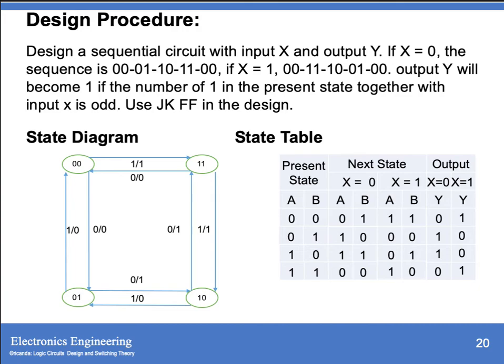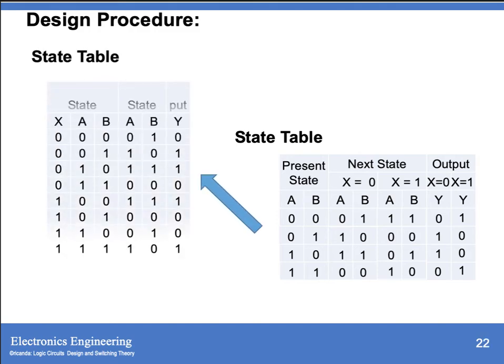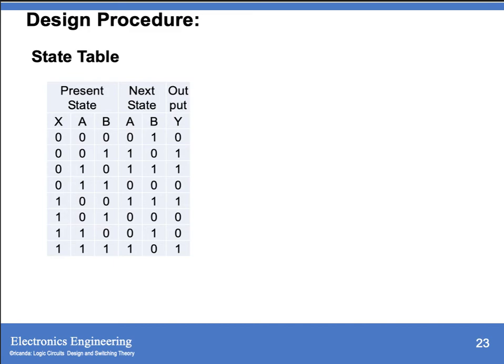Then we have to arrange this state table where your x is part of your present state. Then you have your next state and your output y. After arranging your state table, we have to create your excitation table. Excitation table, that is where you have your flip-flop incorporated to your table.